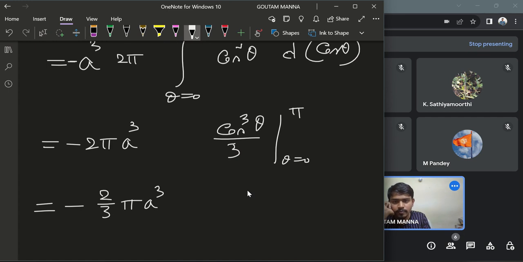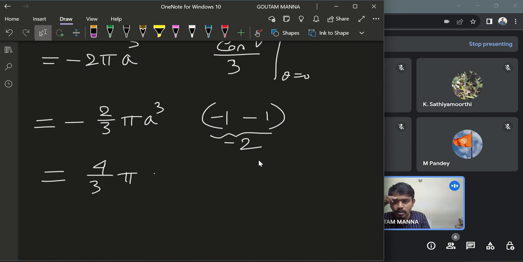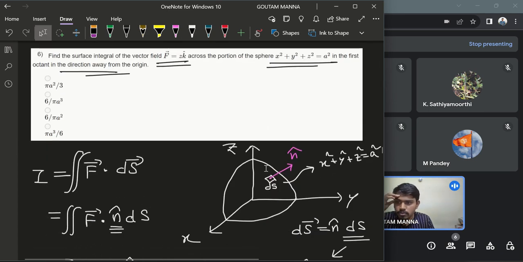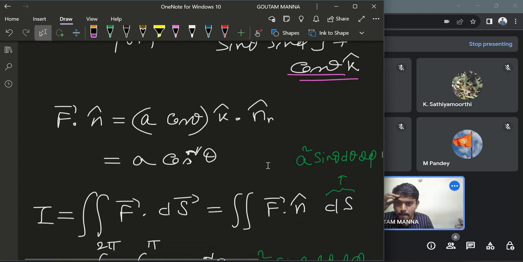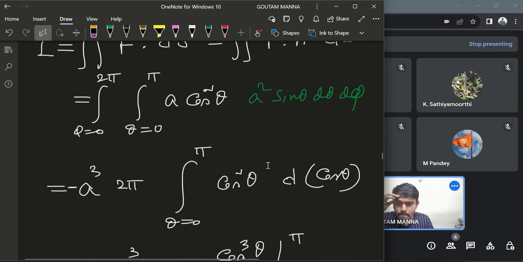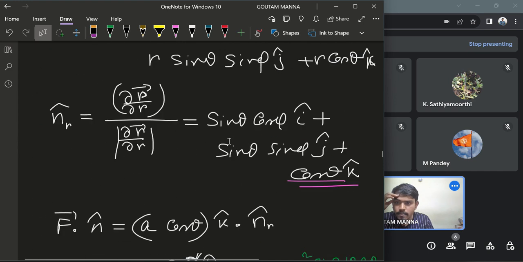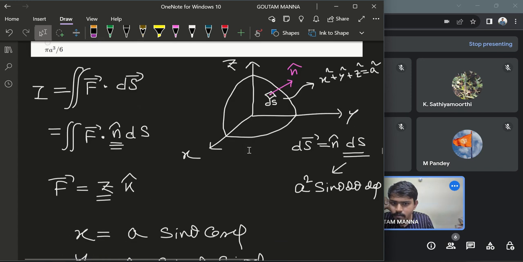If I put the upper limit, it will be minus 1, minus of, if I put the lower limit, it will be 1, so there is a minus sign here also, so it will be minus 1. Then it is minus 2 multiplied with this minus sign, so it will be 4 by 3 pi a cube. Okay, integration is not matching.